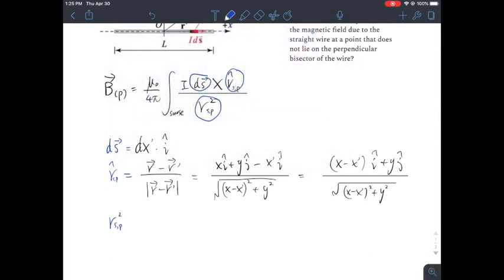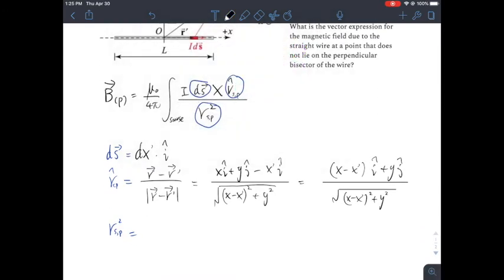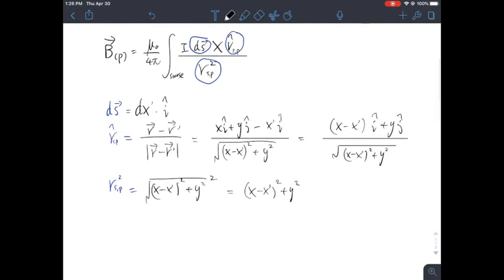Then what is the magnitude squared of our position to our field point? We use the Pythagorean theorem. We know the distance between them is the square root of (x minus x prime) squared plus y squared, then I square it. Because we square root it and then square it, it just comes back to the original expression. So we have our answer for r squared.